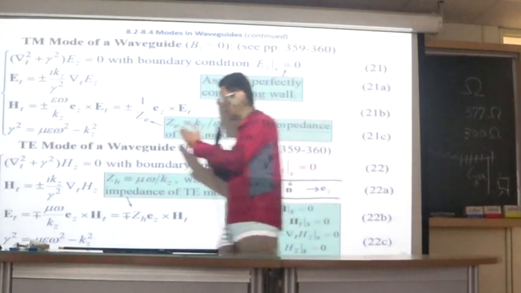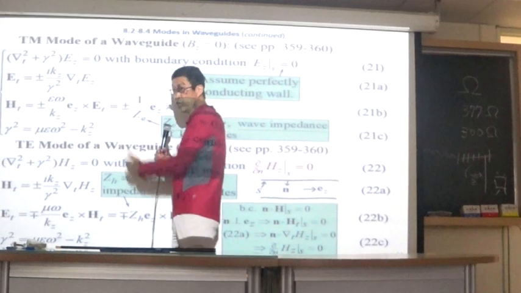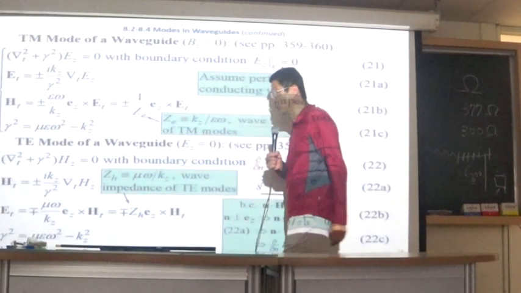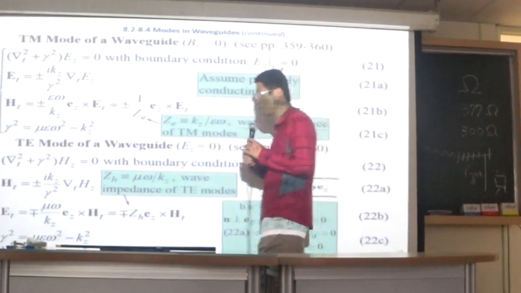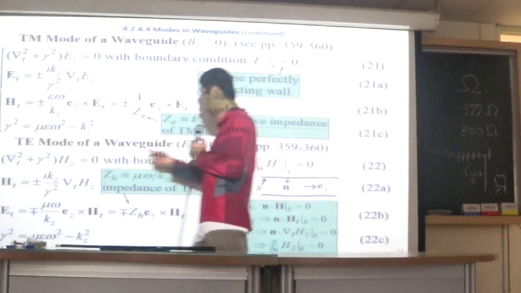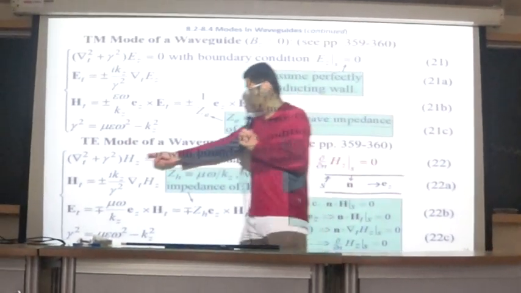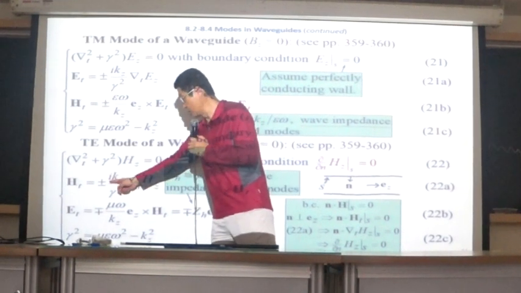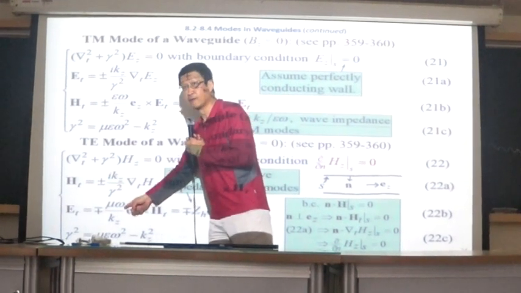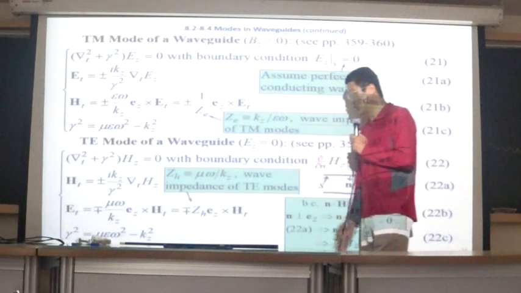Okay, that's for TM mode. How about for TE mode? TE mode is quite similar. For TE mode, we have EZ equals 0. So we got these equations, and we got this one. Okay, that's for TE mode.